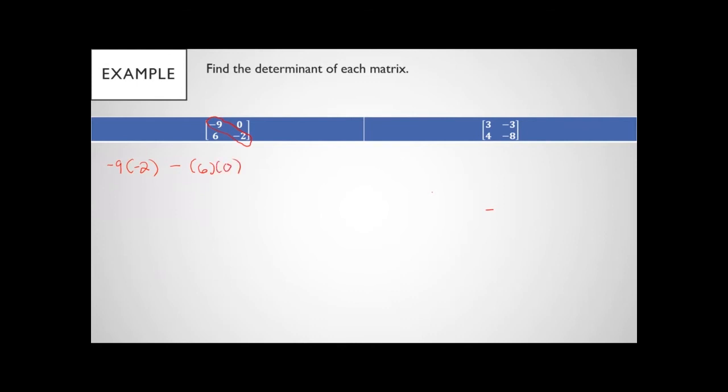So if you want to just always do left to right, then you could do top to bottom, bottom to top as a way to remember it. So maybe like top to bottom minus bottom to top, going left to right.